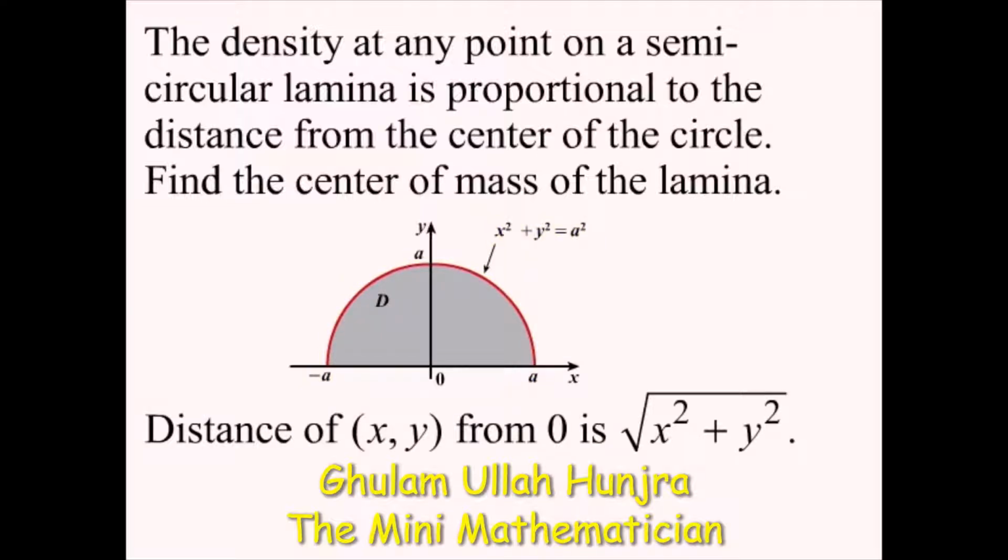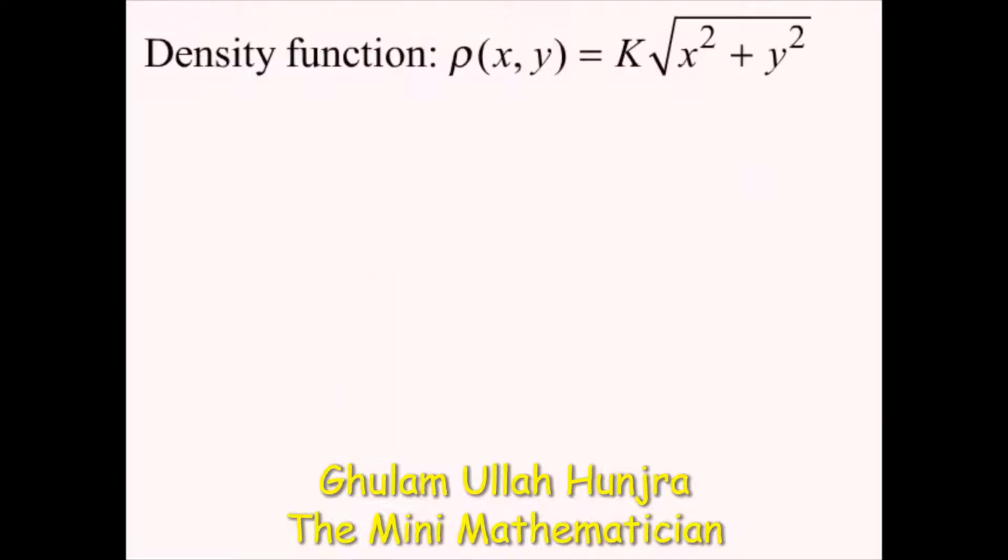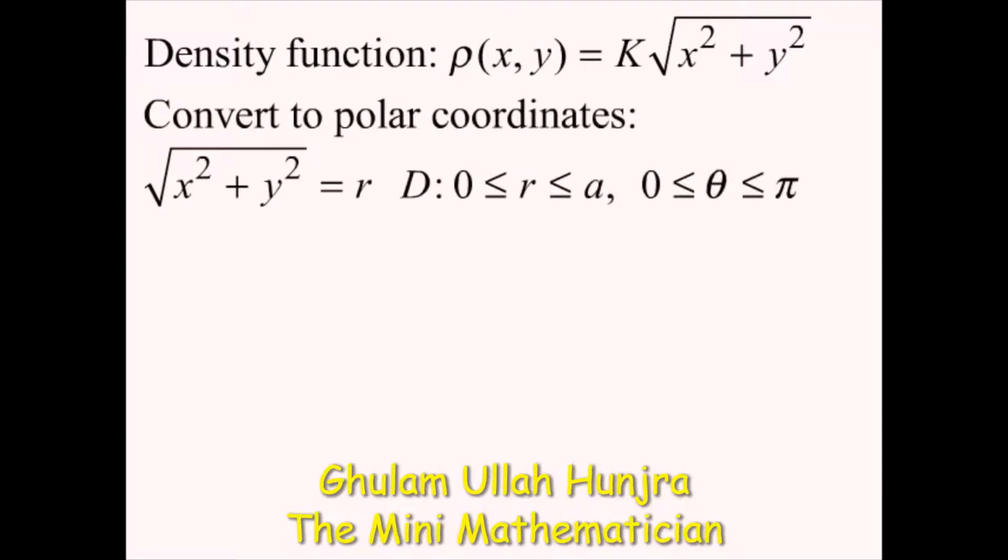And the distance from 0 of any point xy is the square root of x squared plus y squared. We're going to use this because we have our density function as a constant times that distance. We were told that our density function is proportional to distance, so k is our constant of proportionality. So we have our rho equals k times the square root of quantity x squared plus y squared. Now we want to convert to polar coordinates. Anytime we are dealing with a shape such as this one, a circle, a semicircle, something with leaves, we know that polar coordinates are very well suited to our calculations.